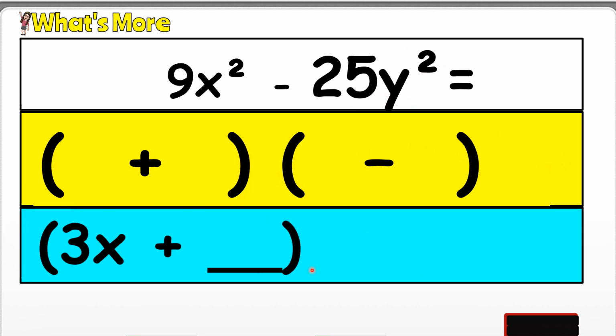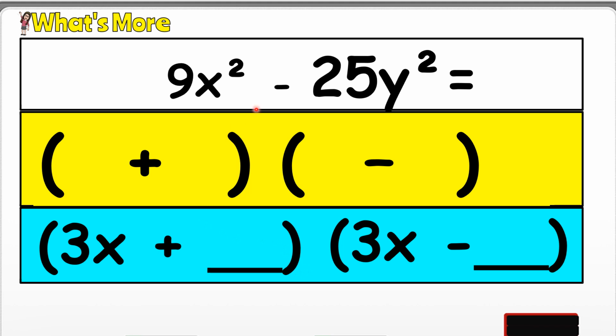Therefore, 3x po yung square root ng 9x squared natin, di ba? And then the square root of 25y squared is 5y. So, as you can see here, meron na tayong sign plus and minus. So, therefore, this will be the factored form of 9x squared minus 25y squared. Okay?